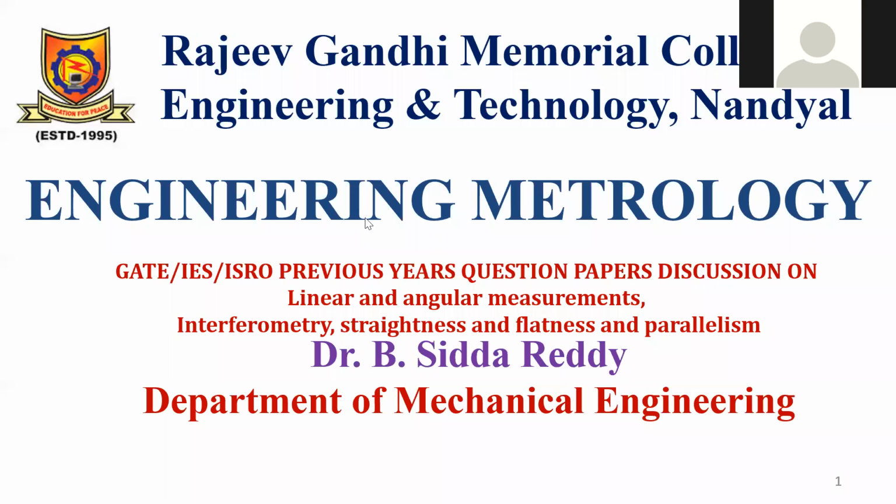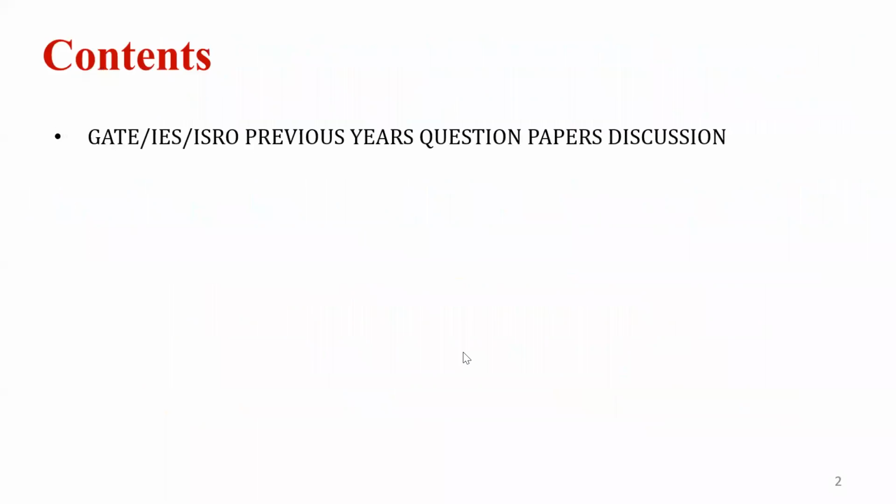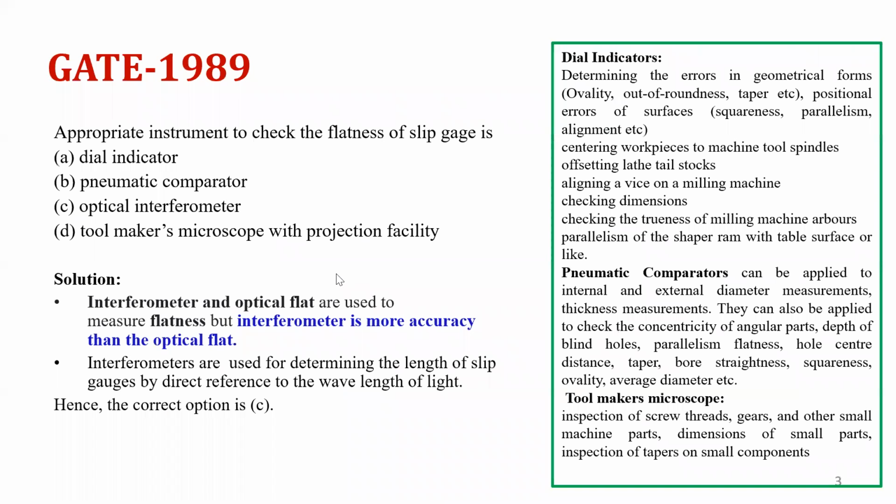So the today's topic is on previous year's question paper discussion on linear and angular measurements, interferometry, straightness, flatness and parallelism. And the questions given in the GATE exam, IES, ISRO examinations. So this is about the content of the today's topic.